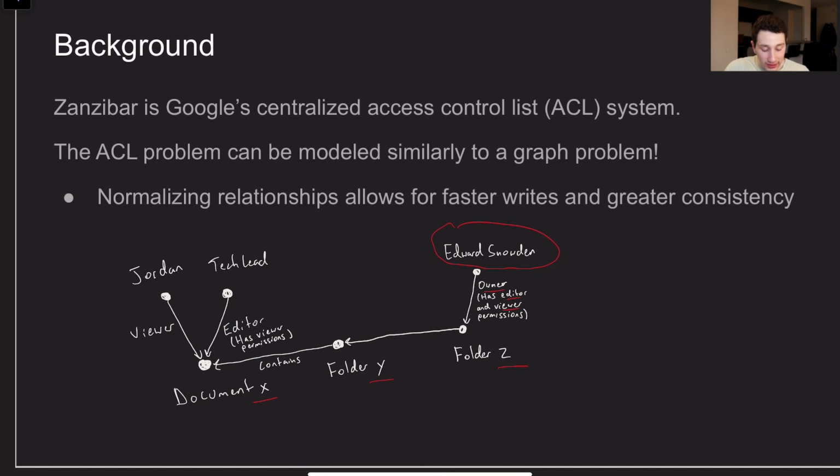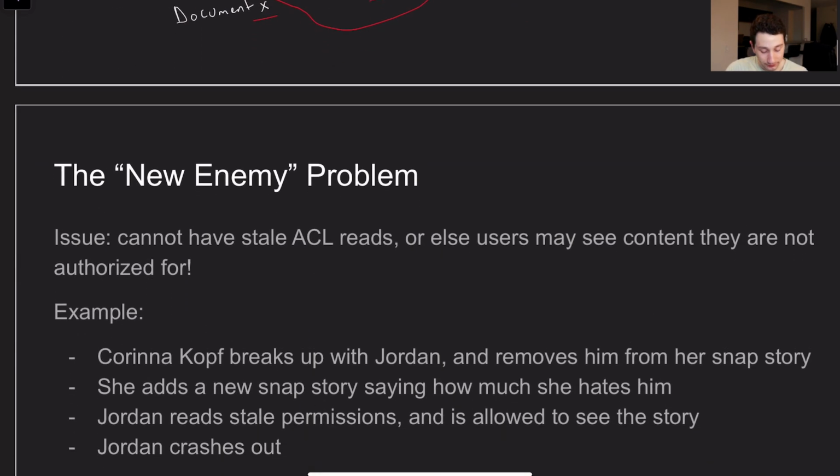Now note that in theory this entire thing could be denormalized, right? Like if Edward Snowden has permission for document X, maybe there could be an arrow directly there. But denormalizing this type of thing means that if for whatever reason Edward Snowden were to be removed from folder Z or something, now I have to remove all of these arrows that go from Edward Snowden to folder Y and document X. And so ultimately that doesn't really make very much sense. So this is why we model it as a graph. Ultimately we have to do things kind of like traversals, and we'll get into how we speed those up in a little bit.